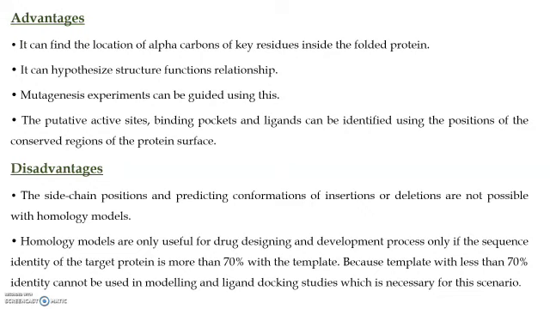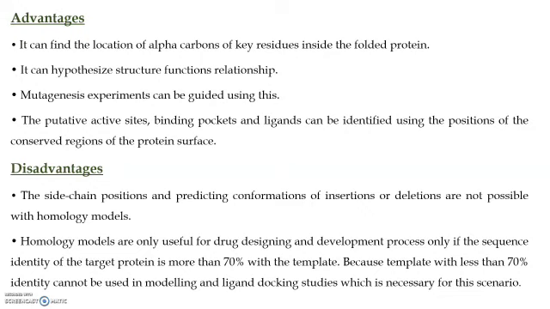And the active sites, binding pockets, and the ligands can be identified using the positions of the conserved regions of the protein surface. And the disadvantages of this technique are that side chain position and predicting conformations of insertion or deletion are not possible with homology modeling. And because it uses other methods, such as database searching and ab initio models, to fill the loopholes, it cannot be done using homology modeling alone.